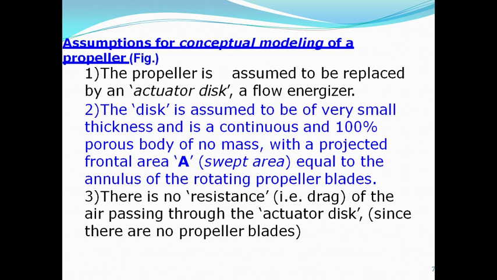Before going into the theory, just try to understand the assumptions. So we assume that the actuator disc is porous, so that fluid will flow through that porous body, and it has some projected area, frontal area. We call that the swept area. We represent that with capital A, and there is no drag of the air. That is a kind of slip. Some people also call this the slip theory.